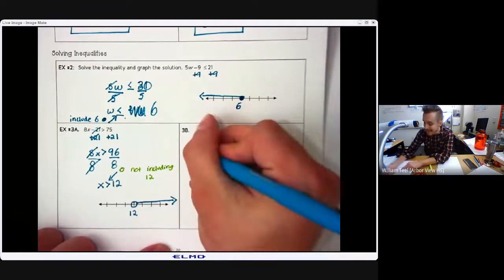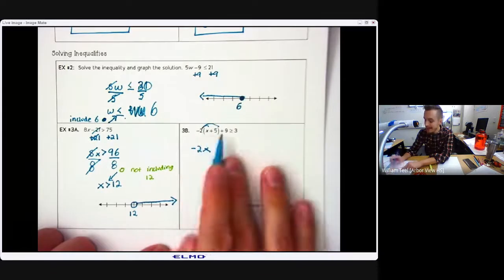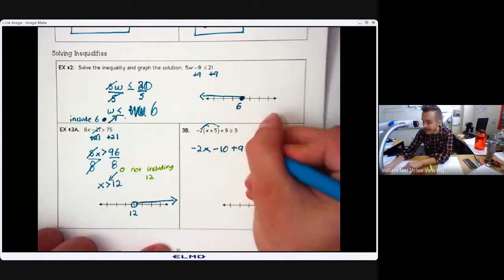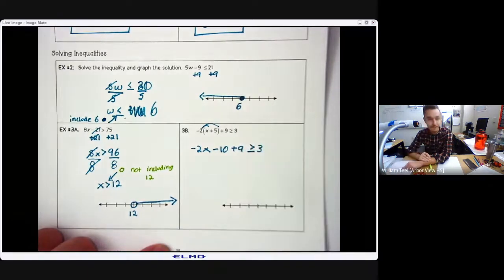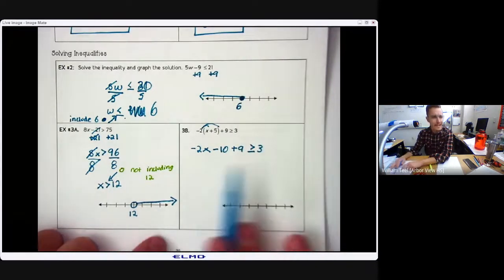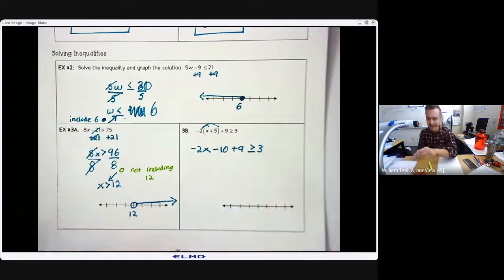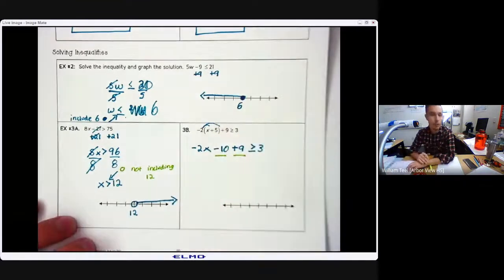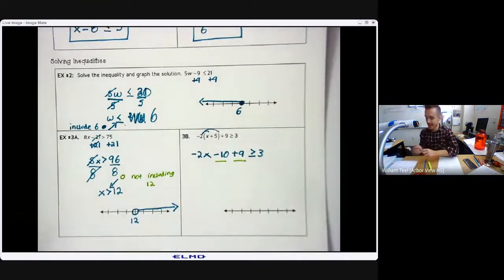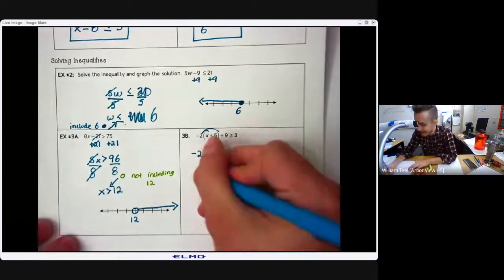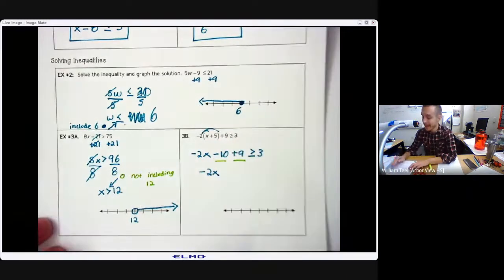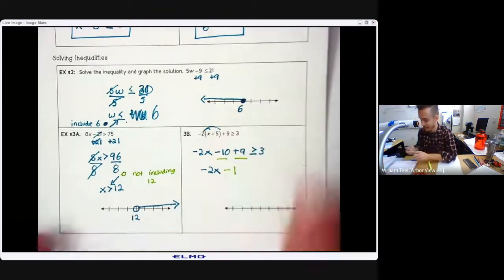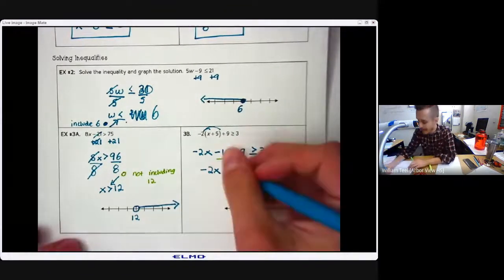-2 times x is -2x. -2 times +5 is -10. And then we have the plus 9 on the outside is greater than or equal to 3. Now you might notice here, we have some like terms, right? We have -10 and +9. So what I can do to those two terms is combine them into one number. So this is going to turn into -2x, that one remains untouched. -10 plus 9, well, that's going to be -1, so I have -2x minus 1 is greater than or equal to 3.